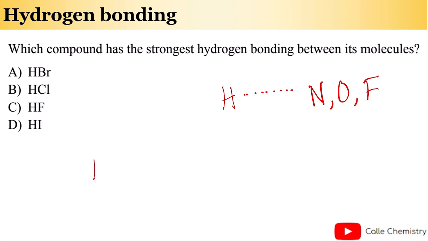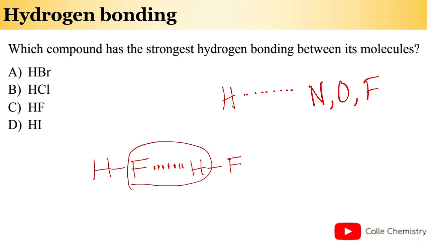So HF will have hydrogen bonding with another HF. The hydrogen bonding will be this right here, what you see between molecules. So hydrogen bonding, it happens between molecules. So this would be the hydrogen bonding.